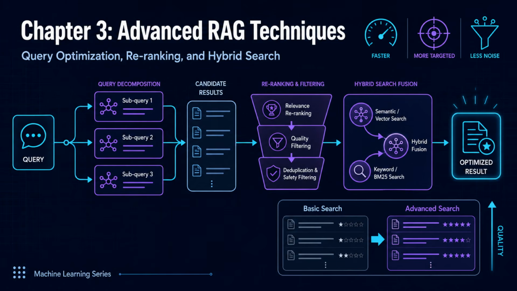Welcome to Chapter 3 of the RAG Introduction series. In this chapter, we'll explore advanced techniques that significantly improve RAG system quality. You'll learn about query optimization through decomposition and HyDE, re-ranking with cross-encoders and MMR, hybrid search combining keywords and vectors, and context compression for efficiency.